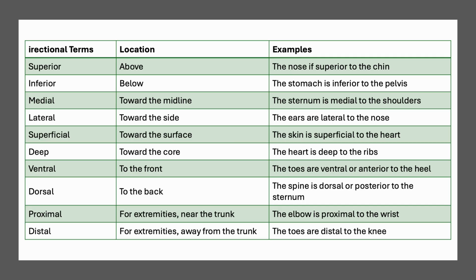We have anatomical terms of direction, which help to describe the relation of one body part to another. We have several. Superior means above another body part. For example, the nose is superior to the chin. Inferior is below another body part. For example, the stomach is inferior to the pelvis.